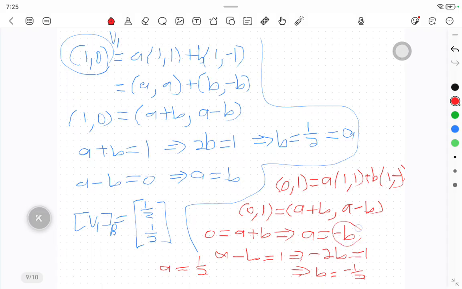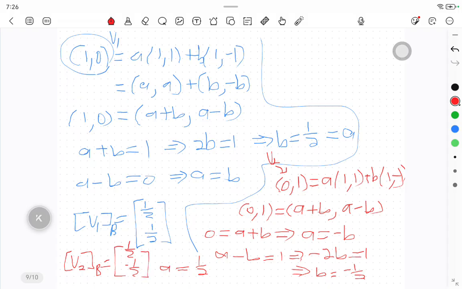Because if I plug minus 1 over 2 here, I'm going to get positive 1 over 2. Meaning we have our V2 here. If we name this one V2, it will be 1 over 2, minus 1 over 2.